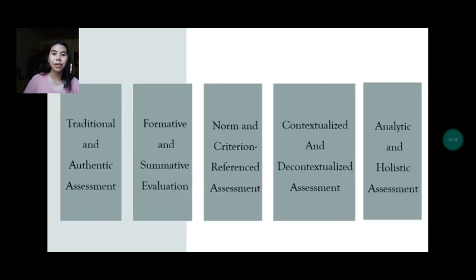And there are 5 different types of assessment. The first one is traditional and authentic assessment, formative and summative evaluation, norm and criterion reference assessment, contextualized and decontextualized assessment, and analytic and holistic assessment.